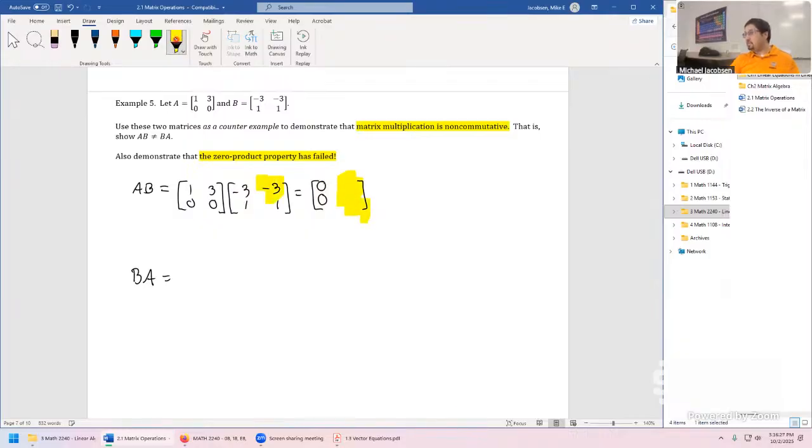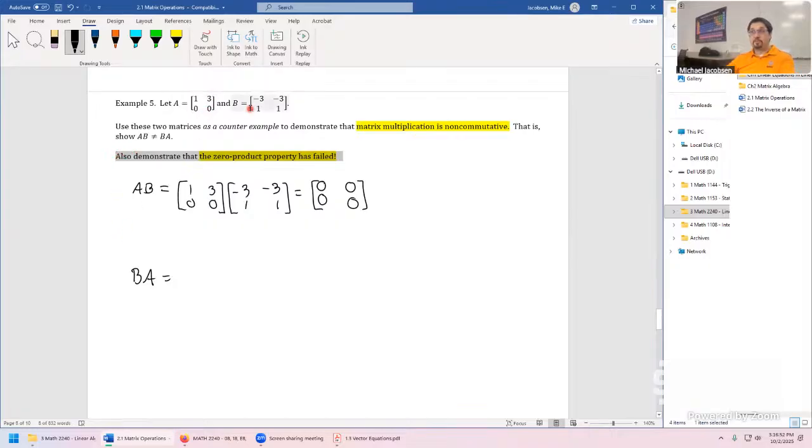Then to build out this column, we focus on this one and do it all over again. This will be multiplying corresponding entries, -3 plus 3. So 0 again. Zeros here will say 0 plus 0, so 0 again. And we got the 0 matrix. So that's this part right here.